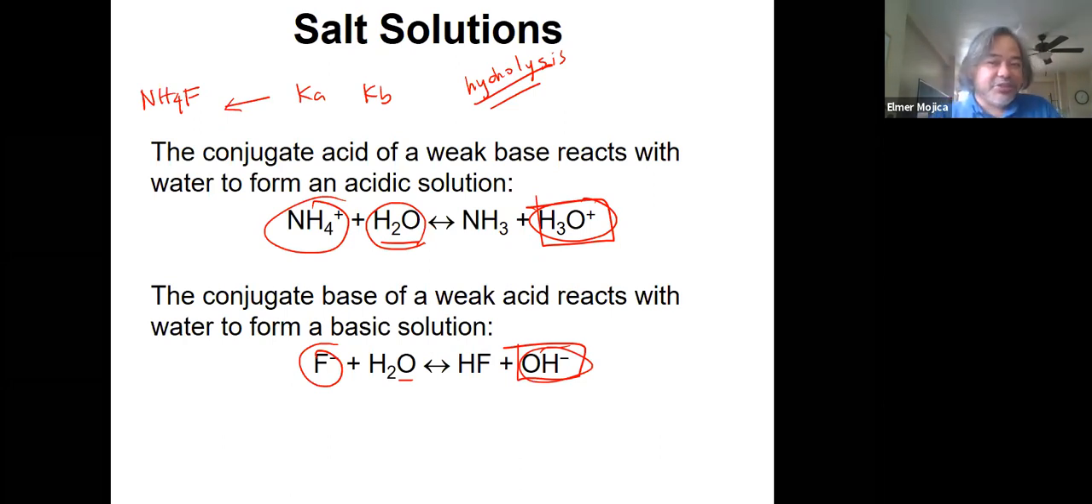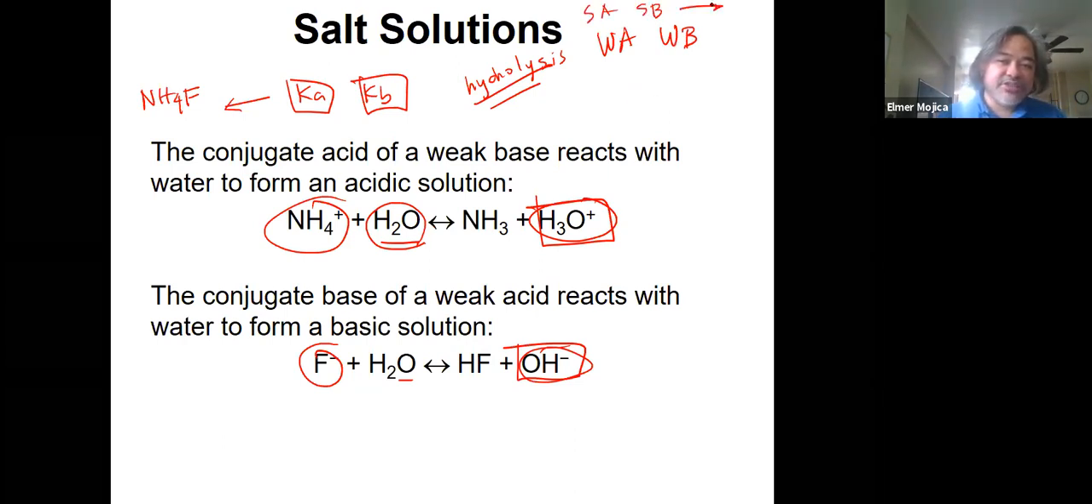So how do we know which one is stronger? We need to look at the Ka and the Kb value of those species, which we're going to return to as we go on to other examples of salt solutions. So this is an example of one that comes from a weak acid and a weak base. The previous one, strong acid, strong base, you're going to have a neutral solution. Weak acid, weak base, it depends. Okay?